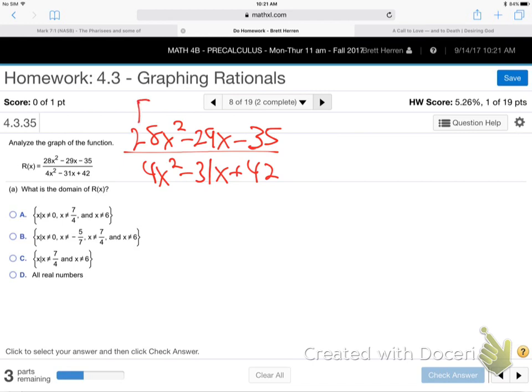So how do you factor? Well, I do the little FOIL thing, and I just ask myself what works. Front times front to be 28x squared. 7x, 4x, probably. Could be 2 and 14. How do you know whether to do 2 and 14 or 1 and 28? How do you know it's 4 and 7? Well, it could be, but it's usually the numbers closer together.